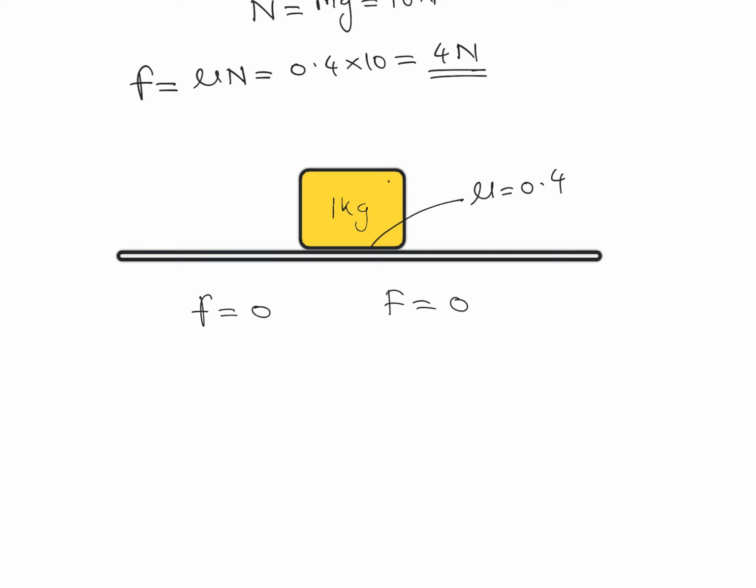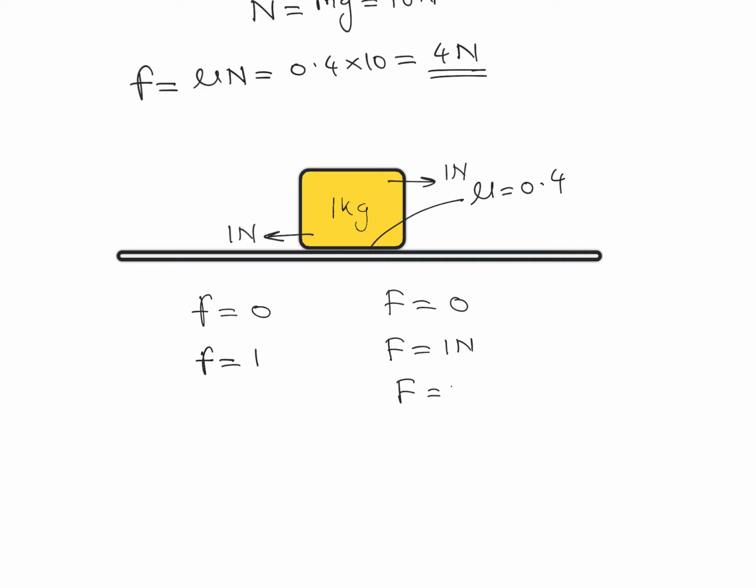Now let's say we are exerting a force of 1 Newton on this object. This 1 Newton is not sufficient to displace the object, because friction can exert a force of up to 4 Newton. So if you are exerting a force of 1 Newton and the object is not moving, it means that the net force acting on this object should still be equal to 0. That means friction will exert a force of 1 Newton. So over here we can write, when the applied force is 1 Newton, then the value of frictional force will also be equal to 1 Newton.